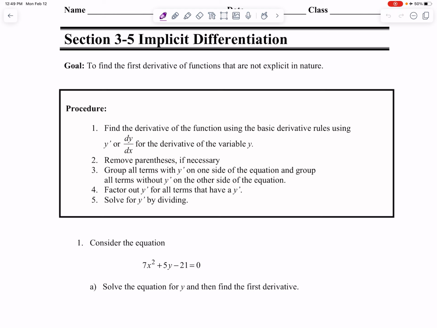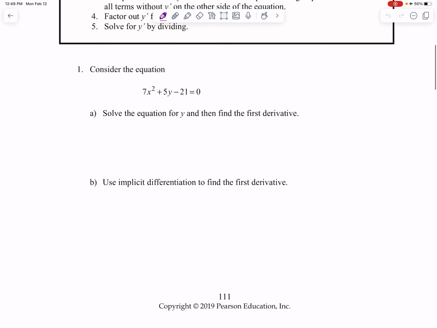Basically, we're going to go through and take the derivative, and wherever we see y, you'll replace it with y prime or dy dx. We'll remove any parentheses if necessary. We'll group all of our y primes together on one side of the equation and group all other terms on the other side of the equation. And then we'll factor out y prime for all of our terms that have a y prime. That way we get y prime all by itself. Let me show you what I mean.